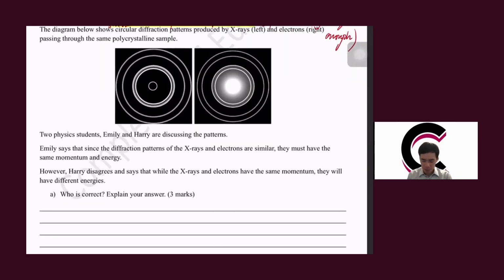Let's check the scenario. Emily and Harry are discussing the patterns. Emily says, because the patterns are similar, they must have the same momentum and energy. Whereas Harry disagrees. He argues that electrons have the same momentum, but different energies. Who's correct? Now, Harry, in this case, is correct. Why is that?